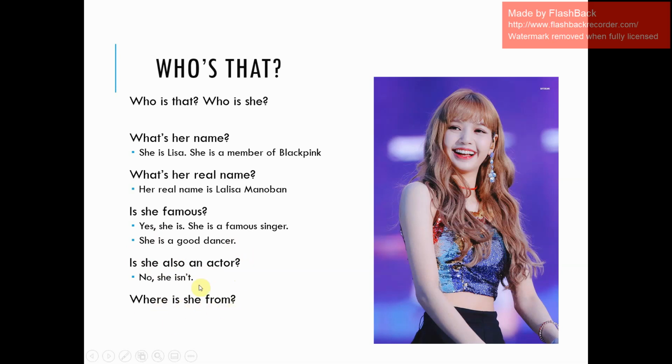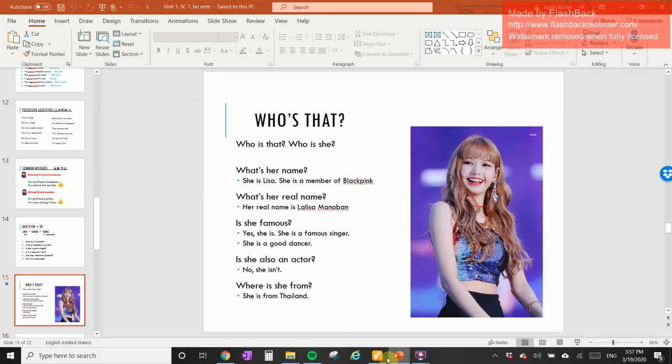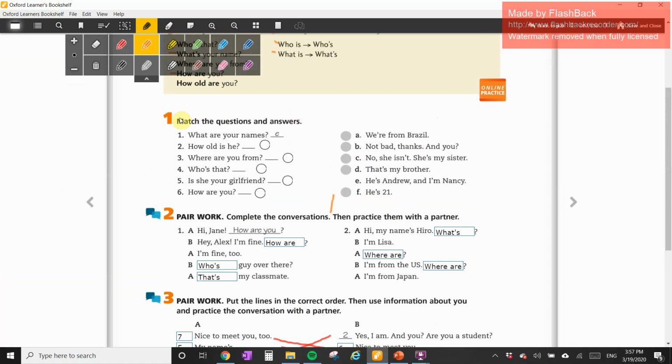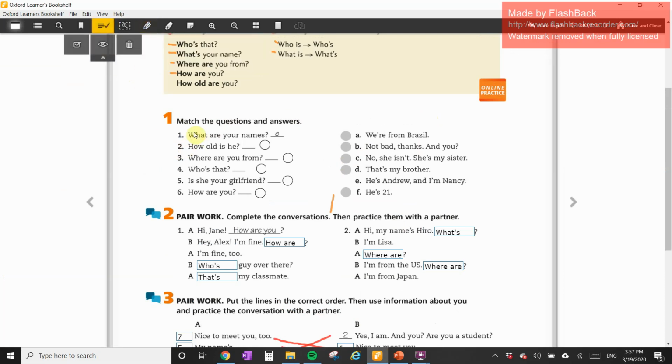Where is she from? Question, where is she from? Is she from Korea? No, she isn't. She is from Thailand. She is from Thailand. So those are common questions, who, what, and where, commonly used in our question format. So, quick practice here. In our book, I want you to go ahead and try to match those up. You can pause the video if you want. Come back and let's match those questions and answers.